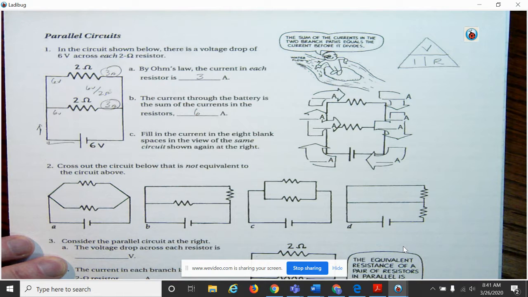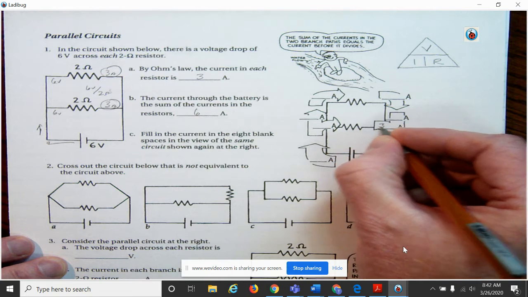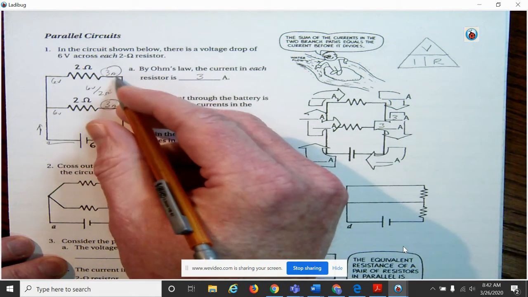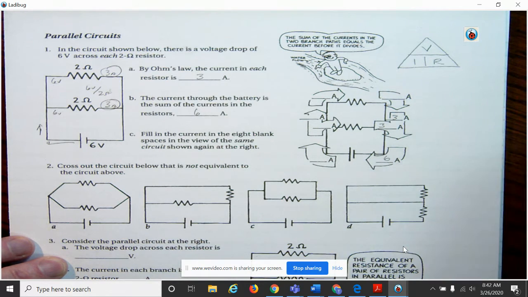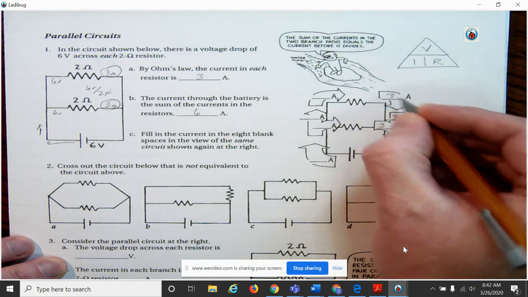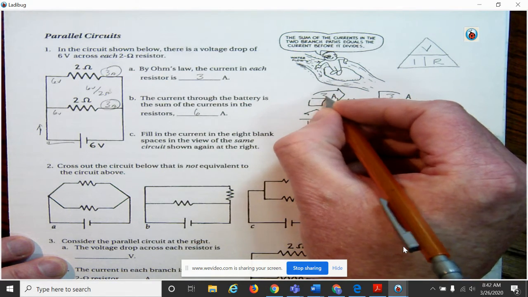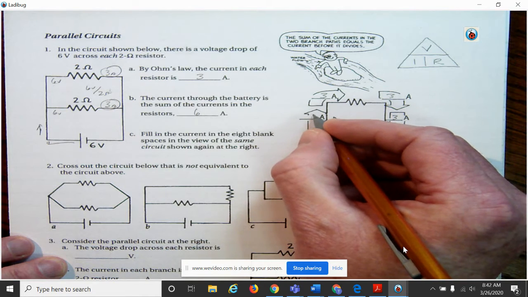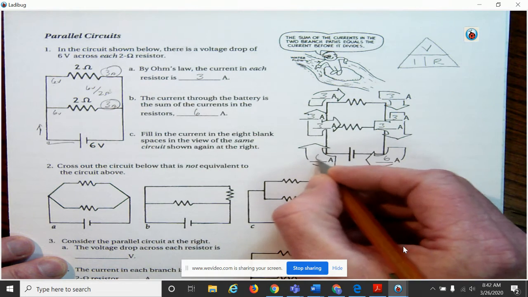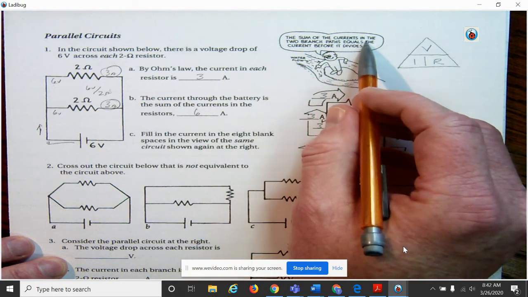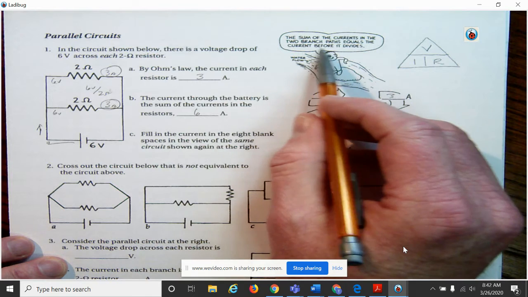So if we're trying to describe the total amount of current flowing, this is going to be 3, this is going to be 3, because as this comes down, it's going to combine with this, and that makes this 6. Remember, we had 3 coming off of this one, 3 entering this one, 3 here, and 3 here, and this becomes 6. And it says right here, the sum of the current in the 2 branches equals the current before it divides.